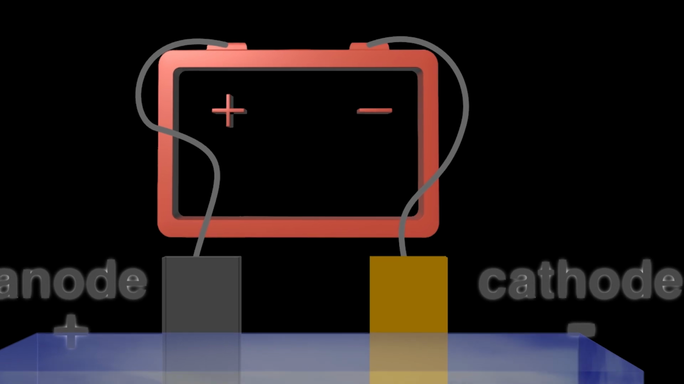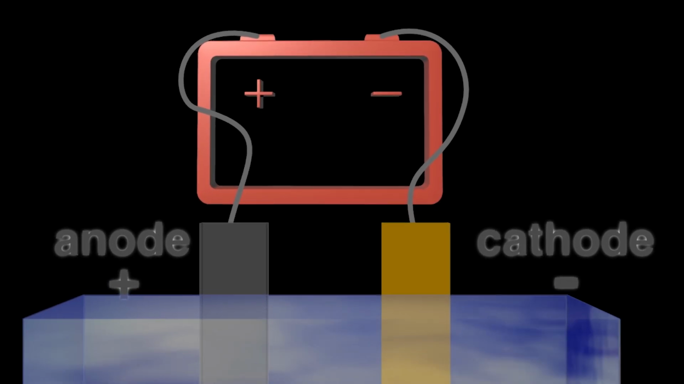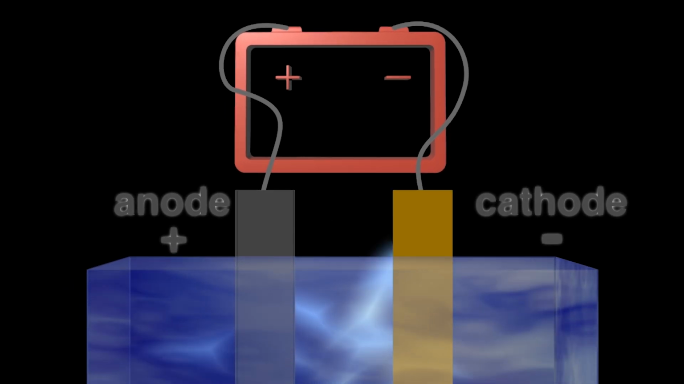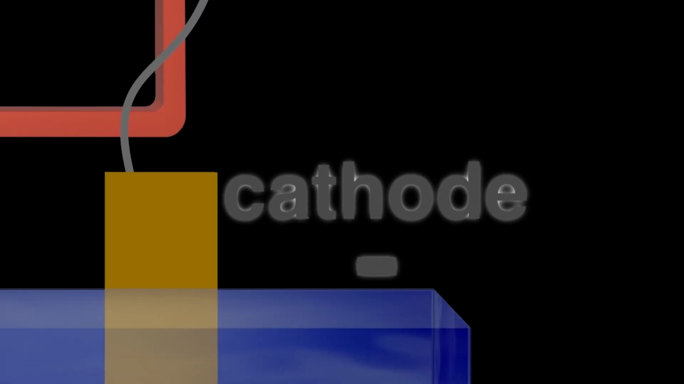These are often made of carbon because they conduct electricity and they're chemically fairly inert, which means unreactive. The positive electrode is called the anode, and the negative electrode is called the cathode.